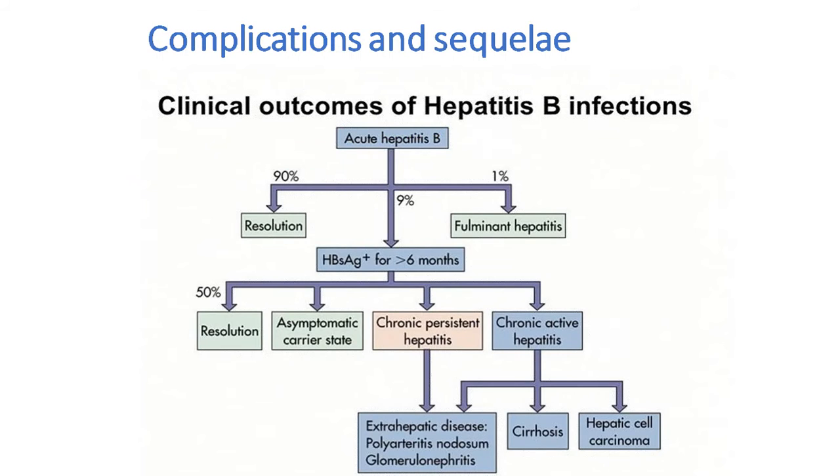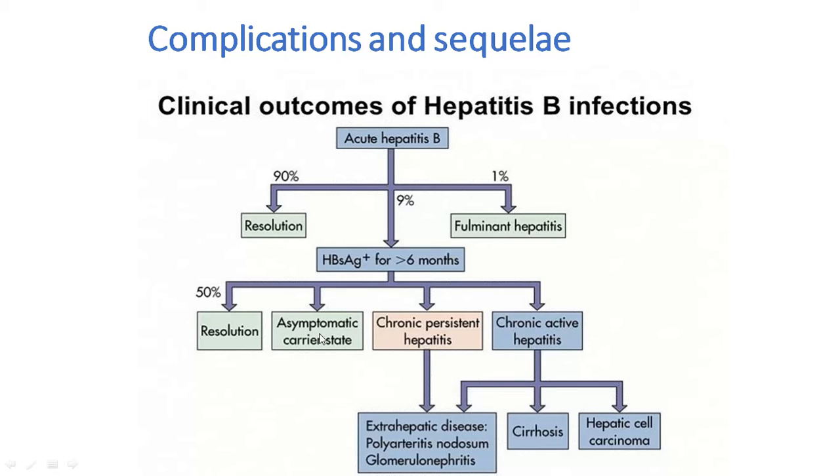So what are the complications, as we know? In acute hepatitis B, 90% of patients can get resolution, that is, patients can develop anti-HBs antibodies. It could be fulminant, or it can be stable, and 9% remain HBsAg positive even after 6 months. That is, the patient is progressing towards the chronic stage. In that group, 50% can again get resolution.